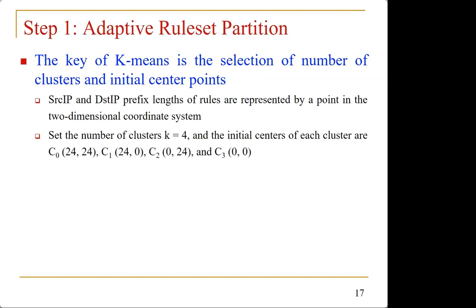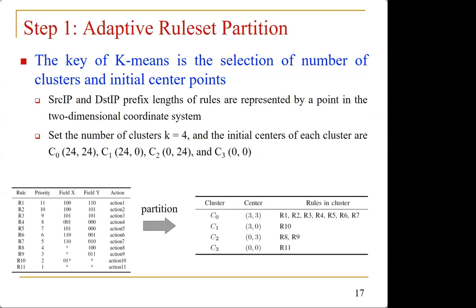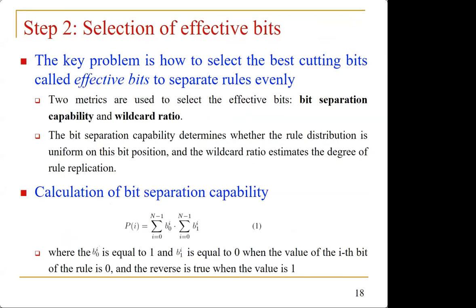And we say the number of clusters k is equal to 4, and the initial centers of each cluster are C0, C1, C2, and C3. Taking the rules in the table as an example, because the bit length of each field is 3, the initial centers of the clusters are C0, C1, C2, and C3. And the clustering results of rules R1 to R11 are shown in the table. Several subsets are obtained after ruleset partition.